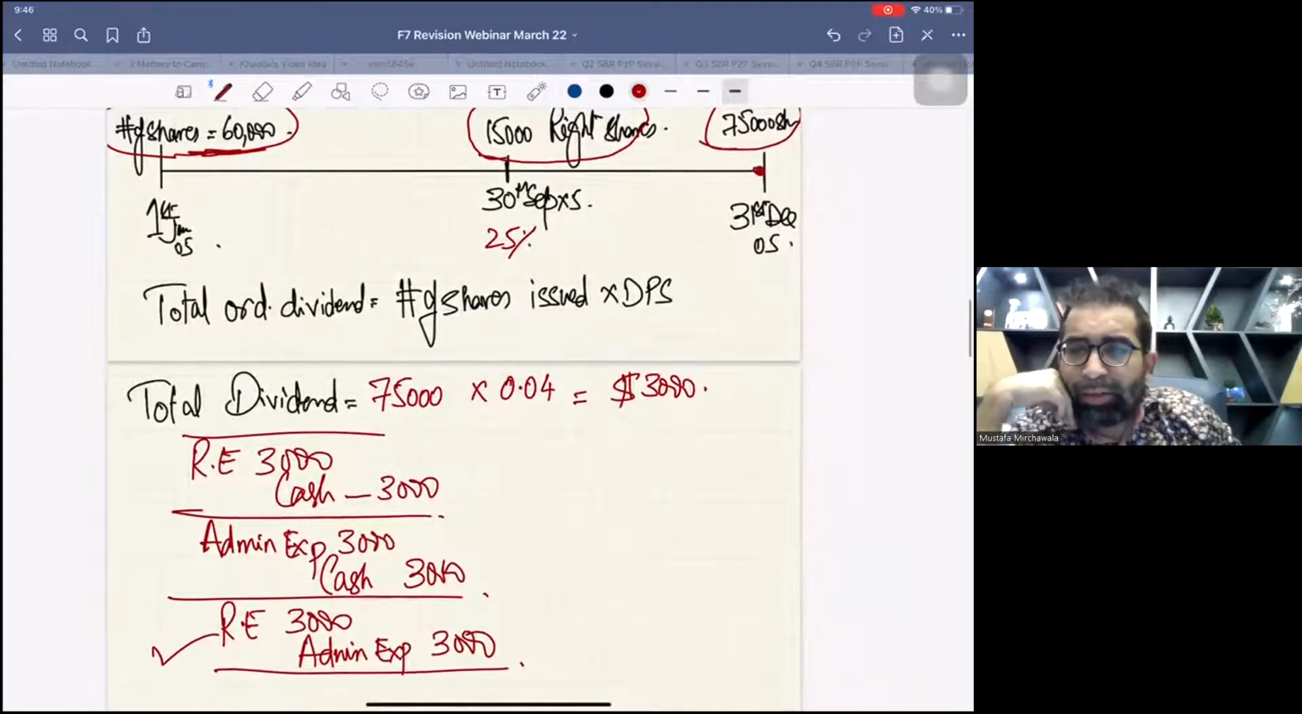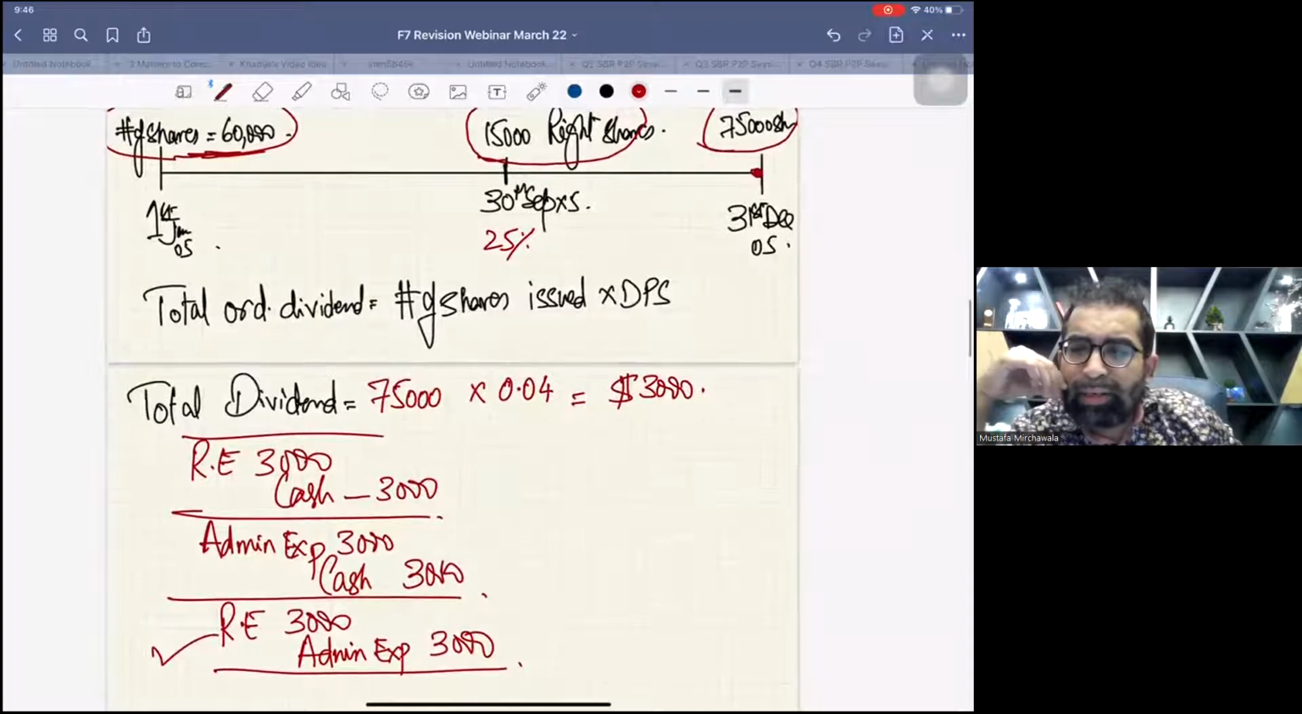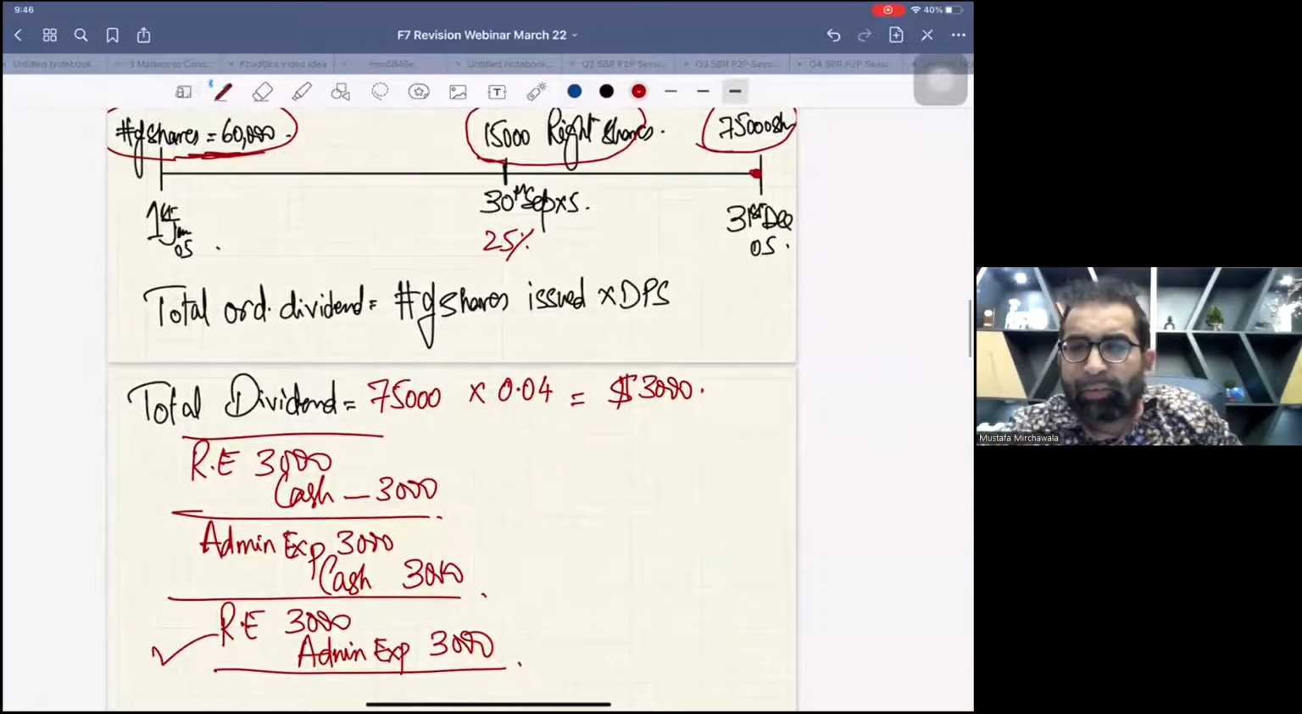I think this adjustment was very easy. Please write in the chat box if you understand it. If you understand this adjustment, it was not difficult.